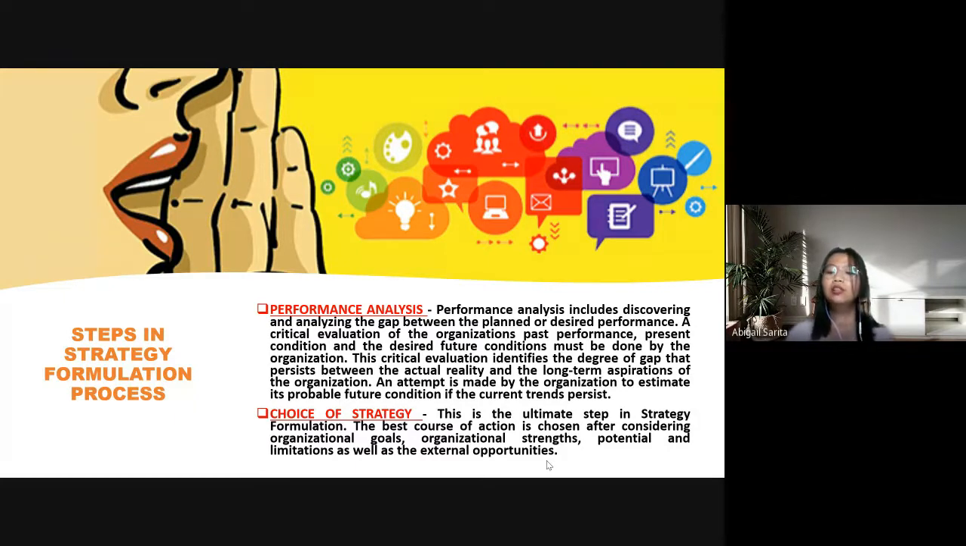So this is the ultimate step in strategic formulation. The best course of action is chosen after considering organizational goals, strengths, potential, and limitations, as well as external opportunities. So for example, when we say choice of strategy, ito na yung gagawin mong action plan or ito na yung gagawin mong campaign for your business.